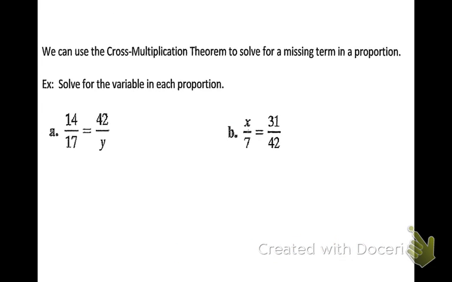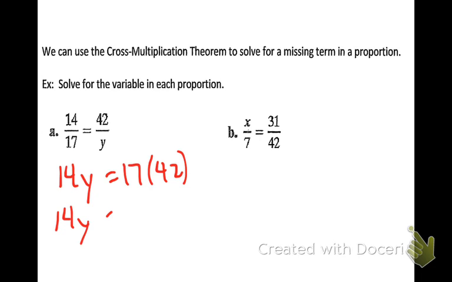We can use cross multiplication to solve for a missing term in a proportion. Right? So now we have to find y. To do this, I cross multiply. So we're going to have 14y equals 17 times 42. So then 14y equals 714. So y equals 51. Do the second one on your own and reduce the fraction.